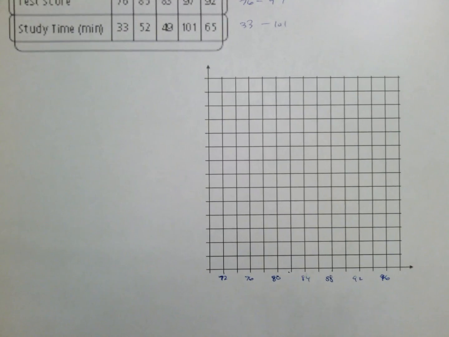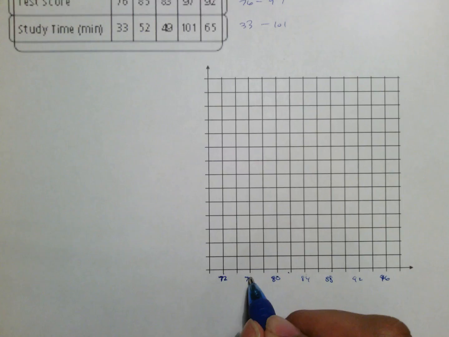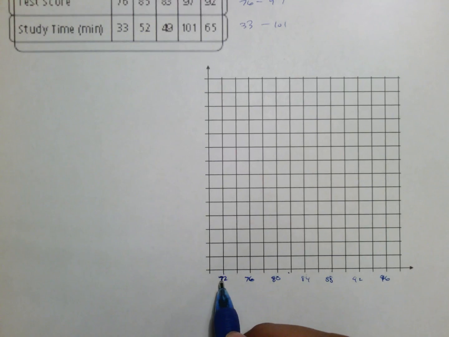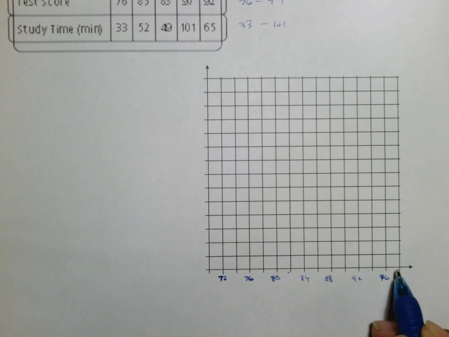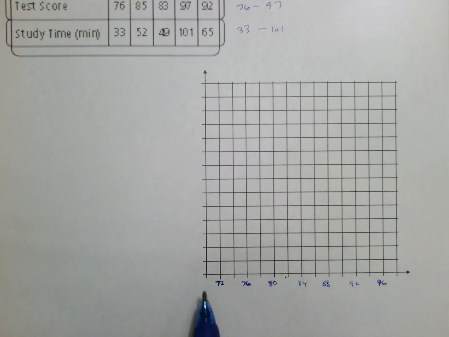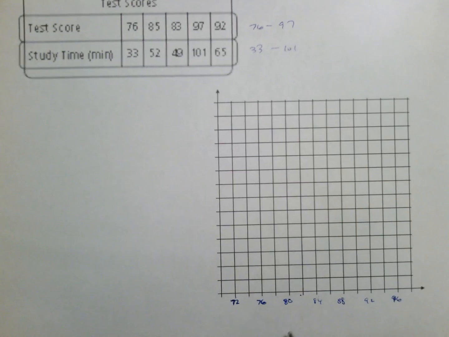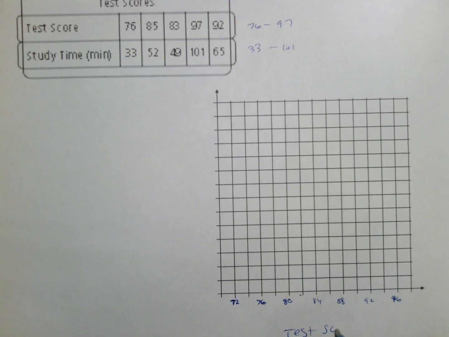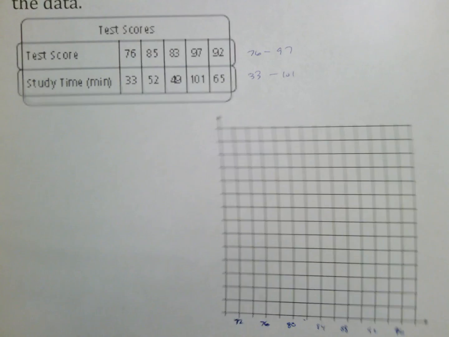So you'll notice that I numbered this, and I didn't label them all, but I kind of counted the way I would: 72, 74, 76, 78, 80, 82, 84, 86, 88, 90, 92, 94, 96, 98. And again, you'll notice that I counted by twos all the way across, although I didn't label them all. Again, this is test scores, and that has to be labeled. And then the other one is study time. So study time goes here.